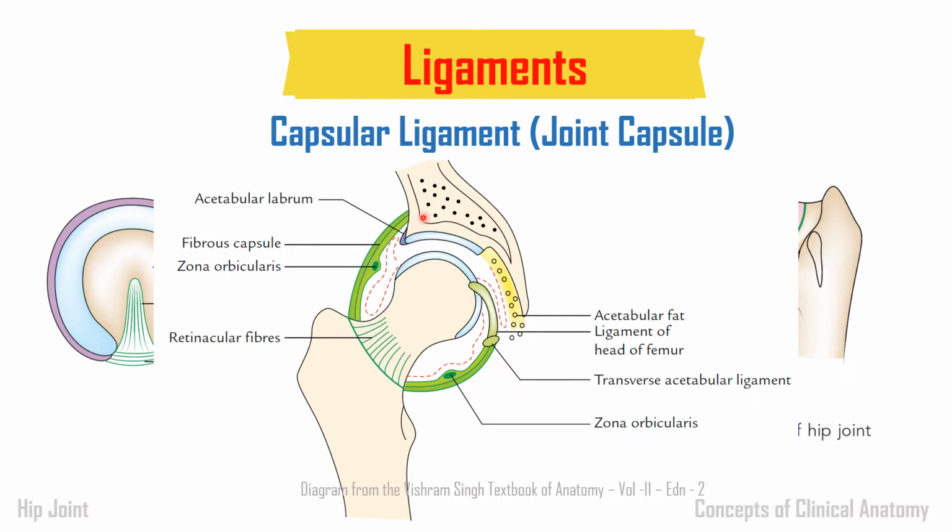And the capsule attaches just close to the acetabular labrum, as I already said, and inferiorly it attaches to the transverse acetabular ligament. Just inside the joint capsule, as in all synovial joints, there is a synovial membrane, which covers the inner surface of the joint capsule and also the structures and ligaments within the joint. That includes the acetabular labrum, the transverse acetabular ligament, the acetabular pad of fat and the ligament of the head of the femur.